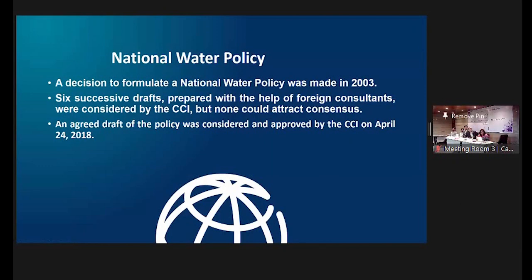Since independence, we have faced a problem: although we have different departments, irrigation departments, to handle water related matters, as far as policy is concerned, we struggled for so many years and ended up having a policy only in 2018 for water management.